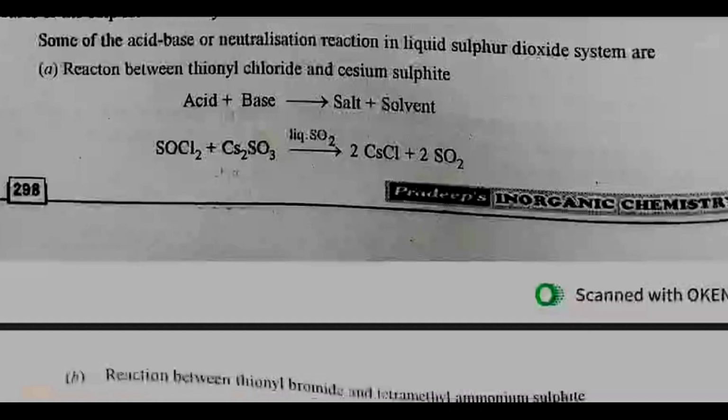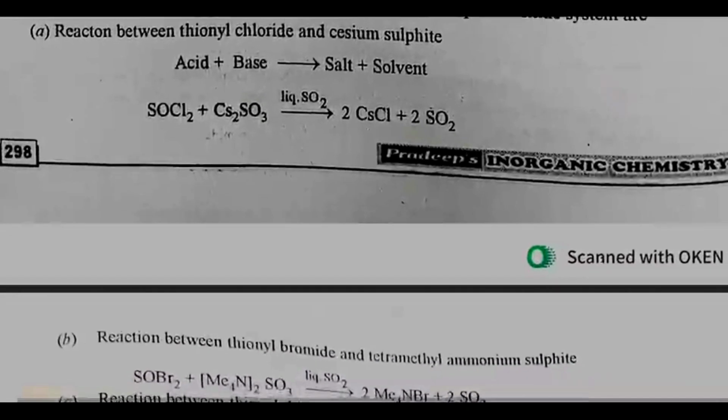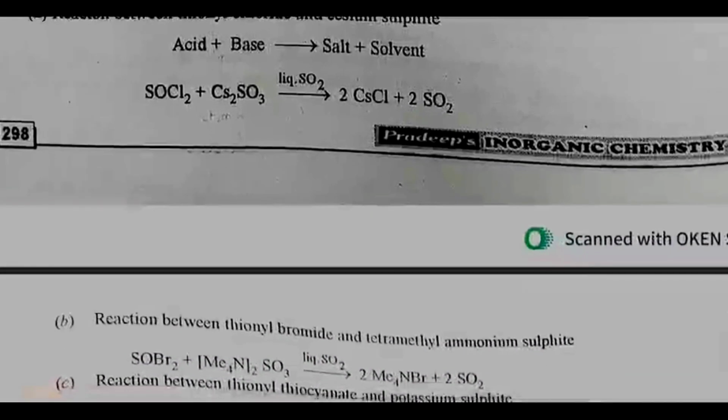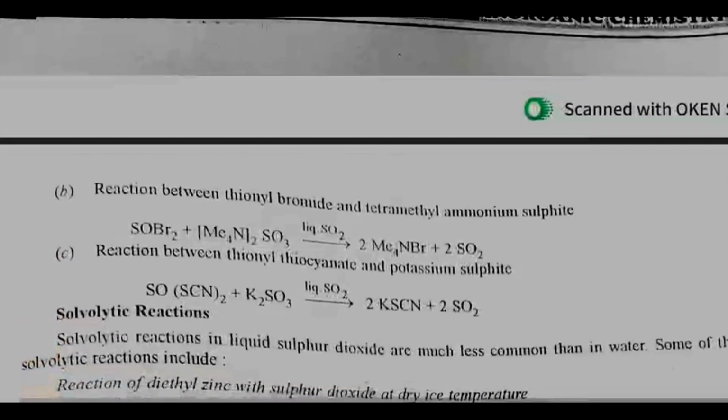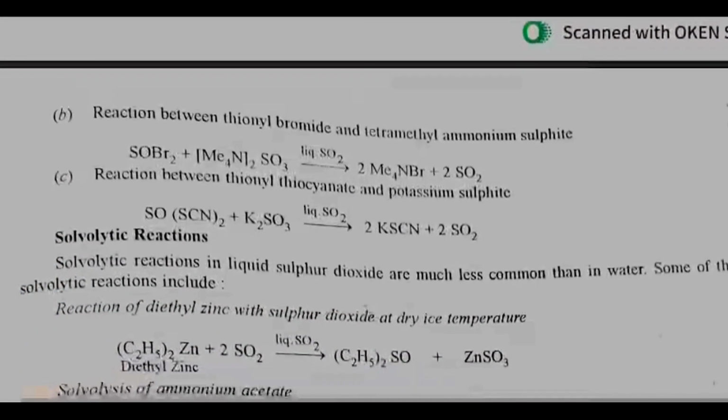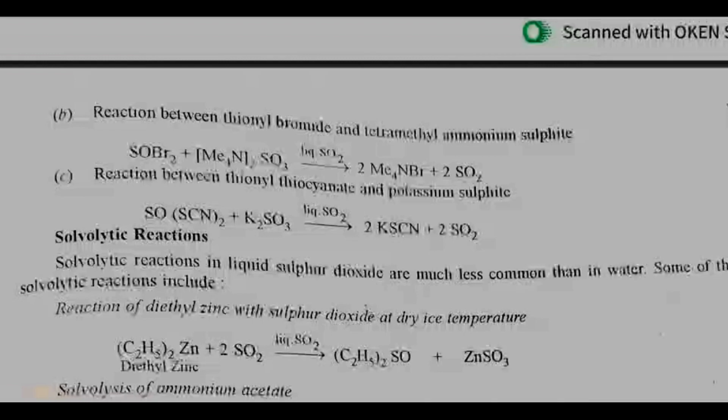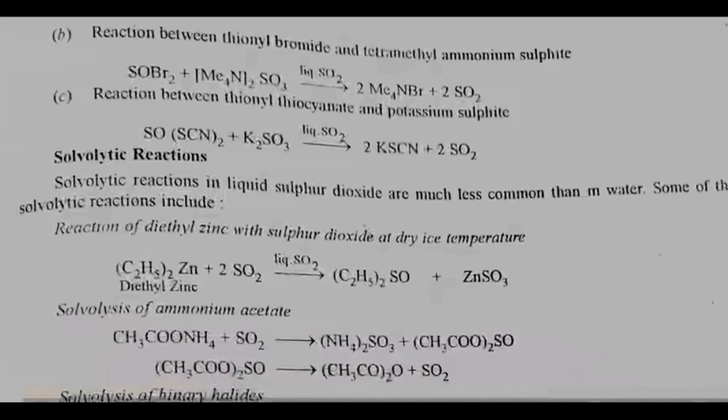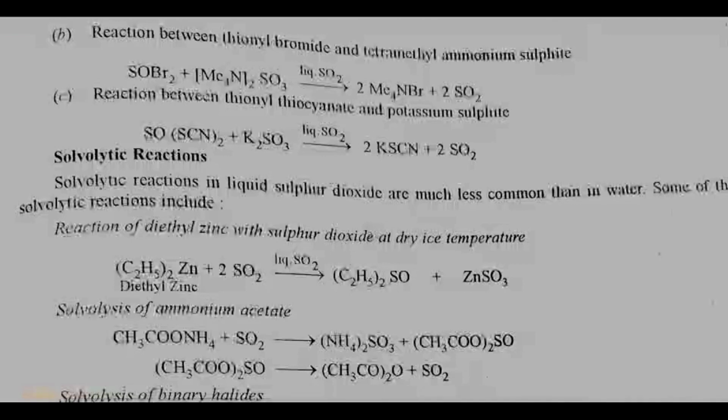SOCl2 plus Cs2SO3 in liquid sulfur dioxide is equal to 2CsCl plus 2SO2. Second, reaction between thionyl bromide and tetramethyl ammonium sulfite: SOBr2 plus (Me4N)2SO3 in liquid sulfur dioxide is equal to 2Me4NBr plus 2SO2. Third, reaction between thionyl thiocyanate and potassium sulfite: SO(SCN)2 plus K2SO3 in liquid sulfur dioxide is equal to 2KSCN plus 2SO2.